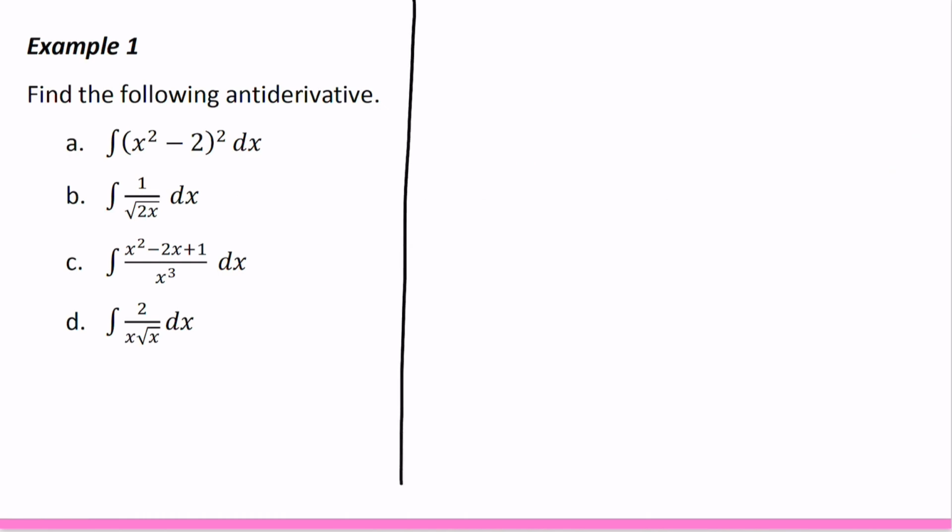So let's start with example A. Find the following antiderivative. What I can notice for part A is that this is a function that is within another function. So when we differentiate, we usually use a special rule, the chain rule. At this stage, we don't have anything like this, so the only way to be able to do this is to expand first. So you must expand. So for part A, I'm going to go ahead and expand. That's going to be x to the power of 4 minus 4x plus 4, and we're antidifferentiating with respect to dx.